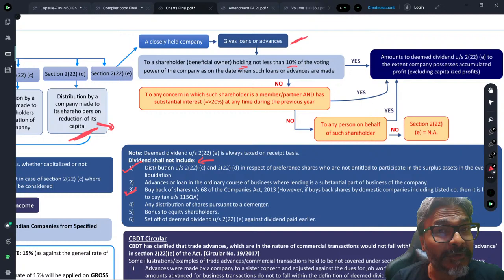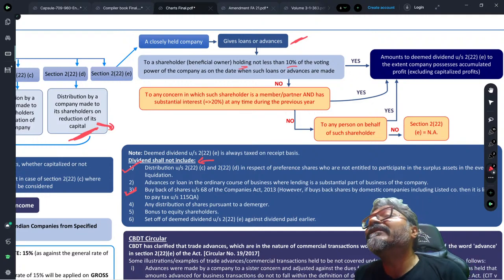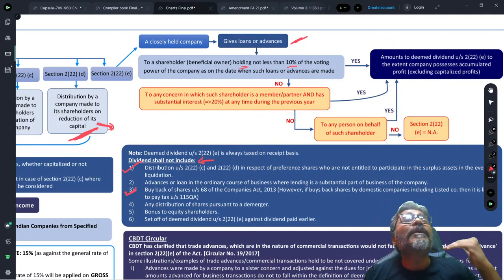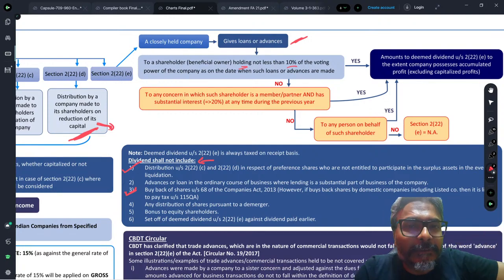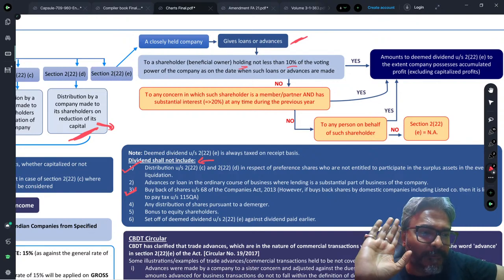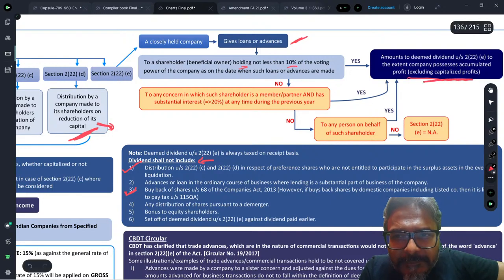So what you need to be very careful about in 222E, very importantly, students, is that as on the date of giving the loan, I as a shareholder should be holding 10% or above voting power in that company. Only then will the provision of 222E be applicable. Now, this is one particular catch point of 222E, which you have to be very careful about.